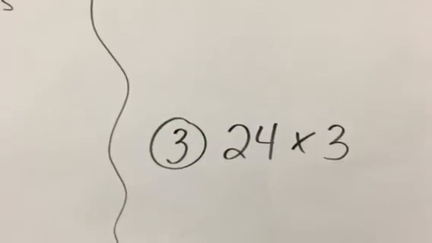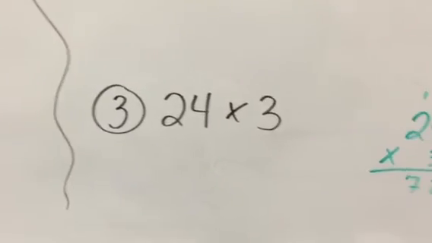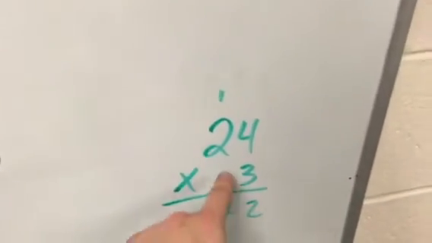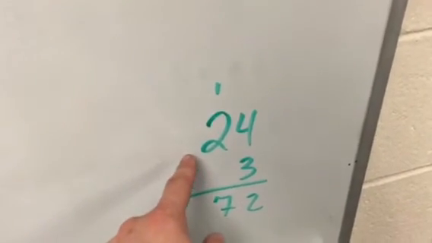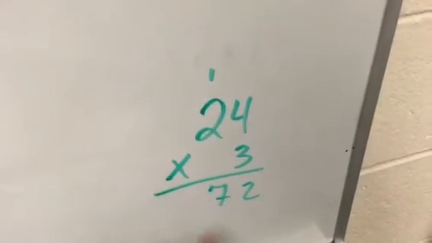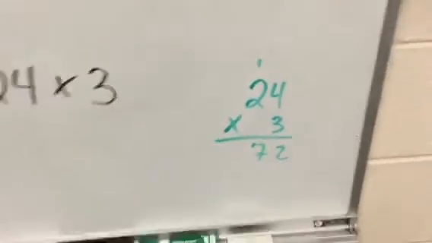And the last problem is 24 times 3. Exactly. 3 times 4 is 12. We regroup the 1. 3 times 2 is 6. Plus 1 is 7. So our answer is 72.